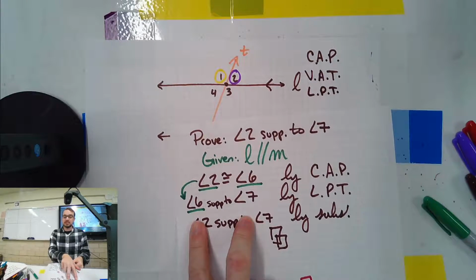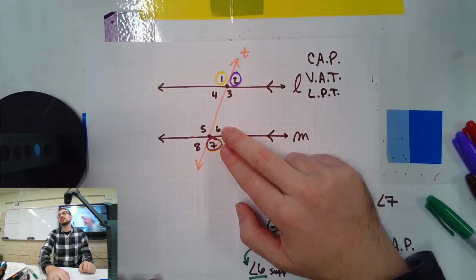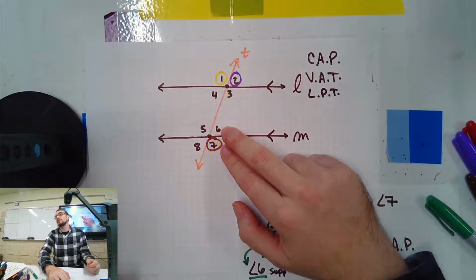For this one, 6 and 7 supplementary. Well, how do I know 6 and 7 are supplementary? It's because they're a linear pair, right? Linear pair theorem is my reason.